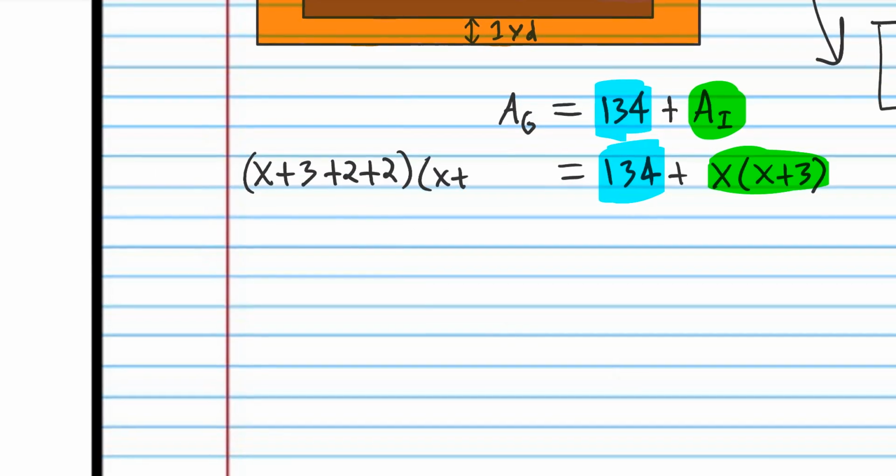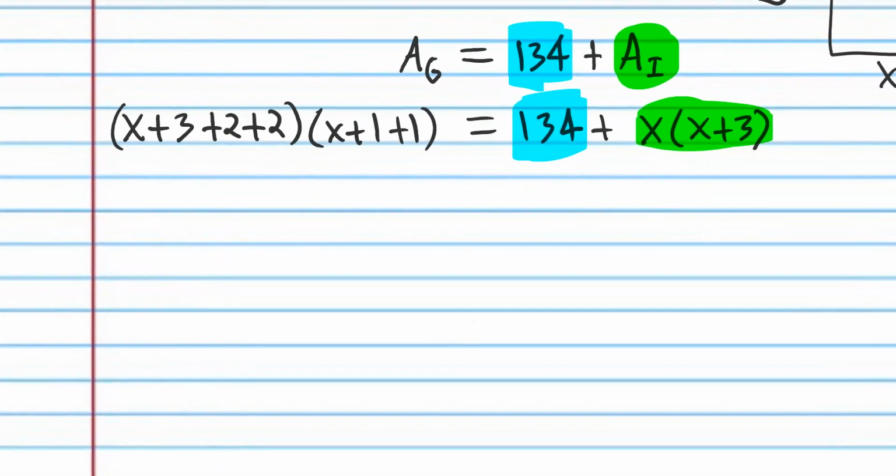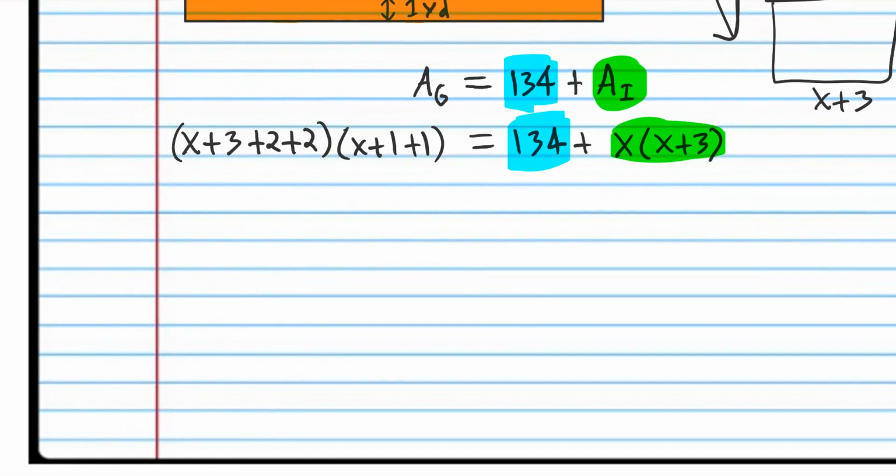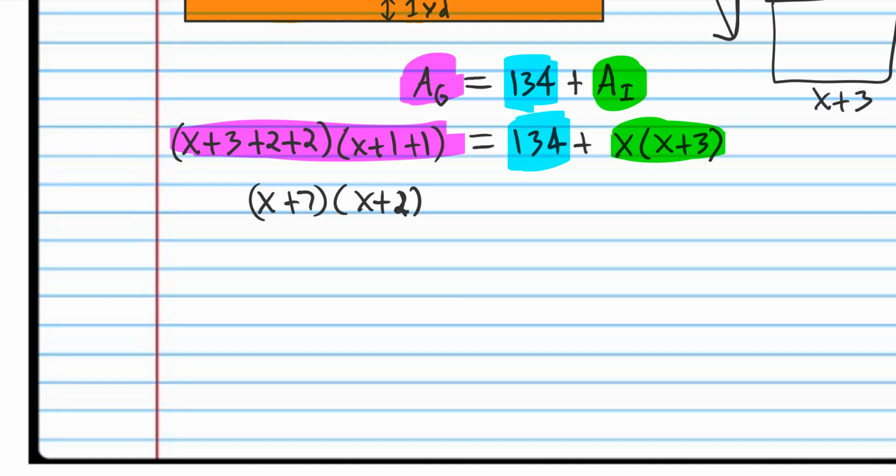X plus 1 plus 1. And now we're just going to simplify. Let me color code that first. So we'll simplify this inner part here. That will be x plus 7. And this part would just be x plus 2. Again, I just added those numbers. And we'll just rewrite the other part.